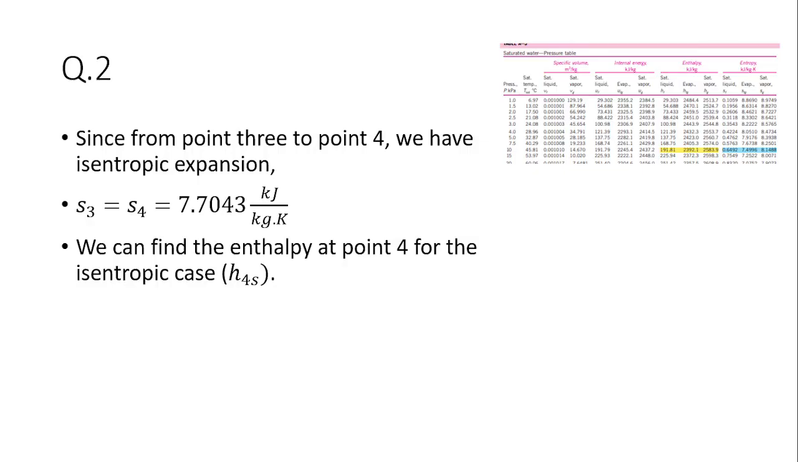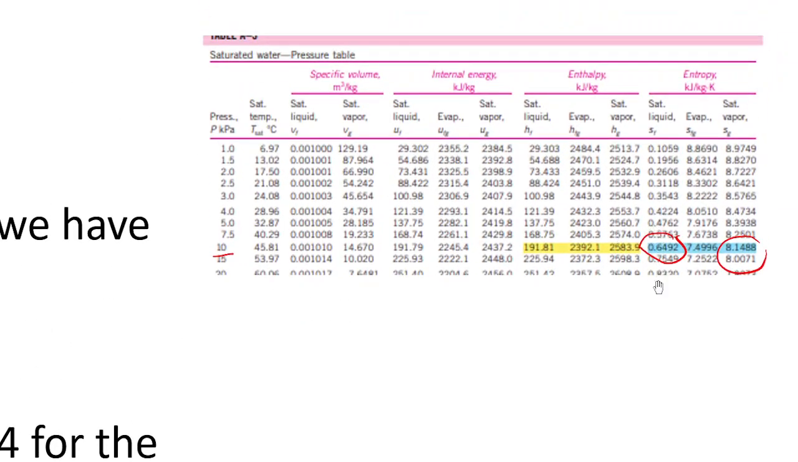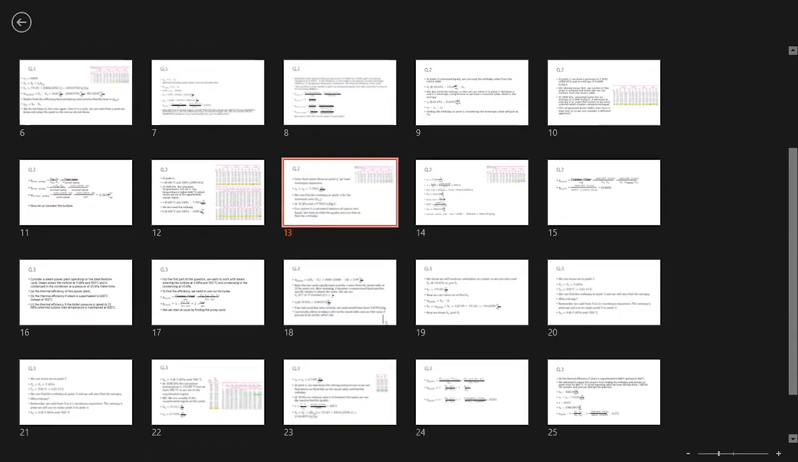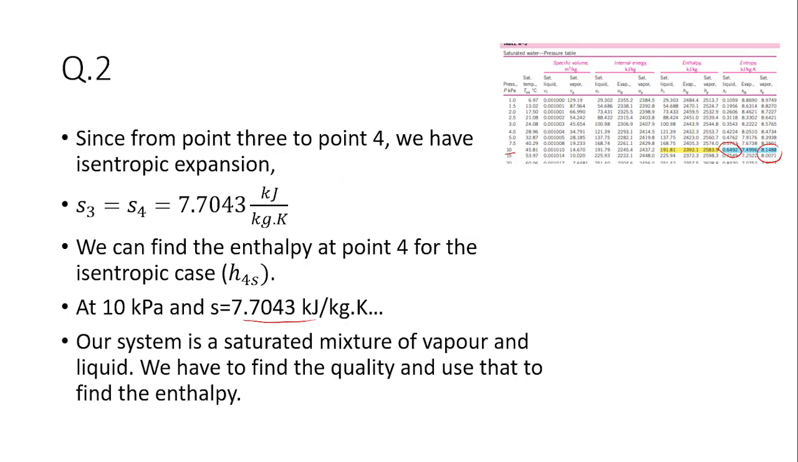So we use the same approach we did. We have our S4, we know the P, right? So we are coming to read at 10 kilopascal and at an entropy of 7.7. We are in between the SF and then the SG. Let me zoom it in. So we are in between SF, which is 0.64, and SG, which is 8.1. We are at 7.7, so it means that we are in a saturated vapor-liquid system.